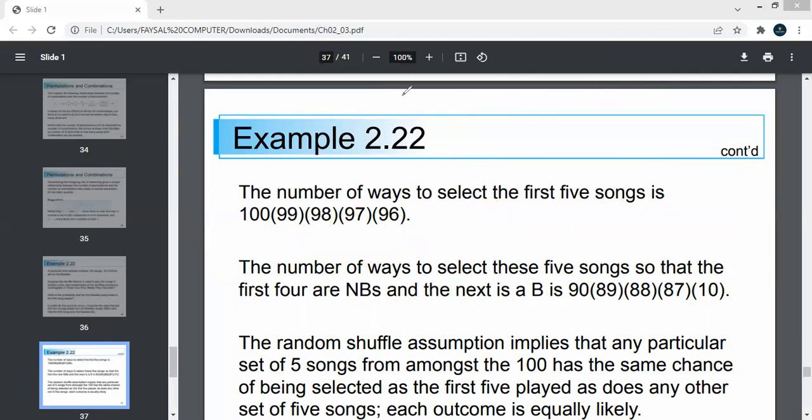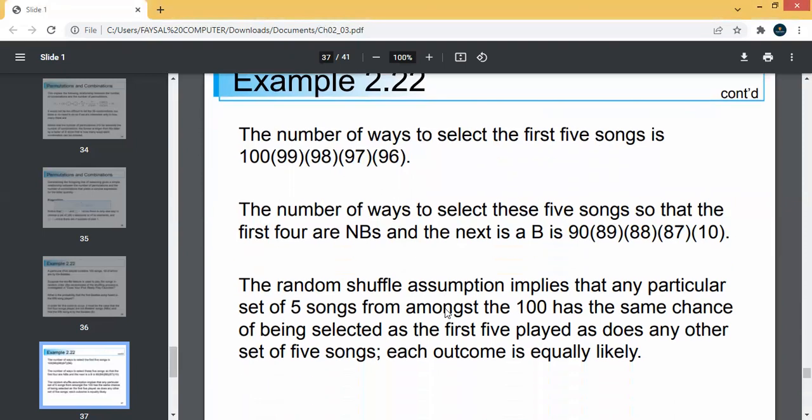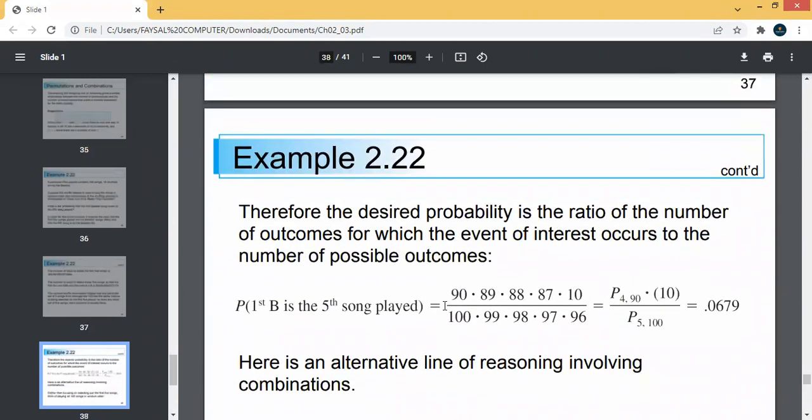Take a random shuffle. The random shuffle assumption implies that a particular set of five songs from among the 100 has the same chance of being selected as the first five played as does any other set of five. Therefore the desired probability is the ratio of the number of outcomes in which the event of interest occurs to the number of possible outcomes.